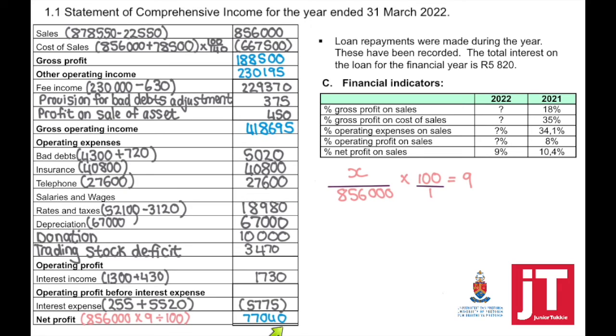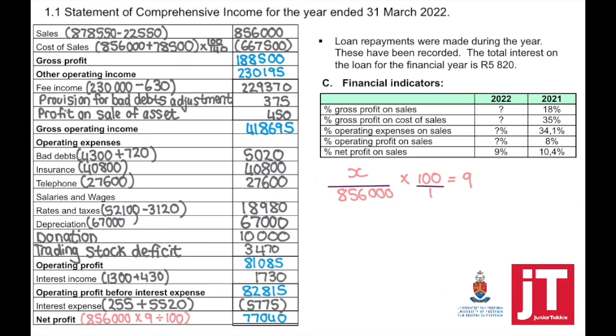77,040. Once I've got the net profit, I've got interest expense, I can calculate the operating profit before interest expense. So this must now be opposite calculations. So instead of subtracting, I now need to add to find the operating profit. Now I can solve the next piece. I've got the interest income. I've got the operating profit before interest expense. So I can calculate the operating profit. We're working backwards. Opposite calculations, now it means we need to subtract.